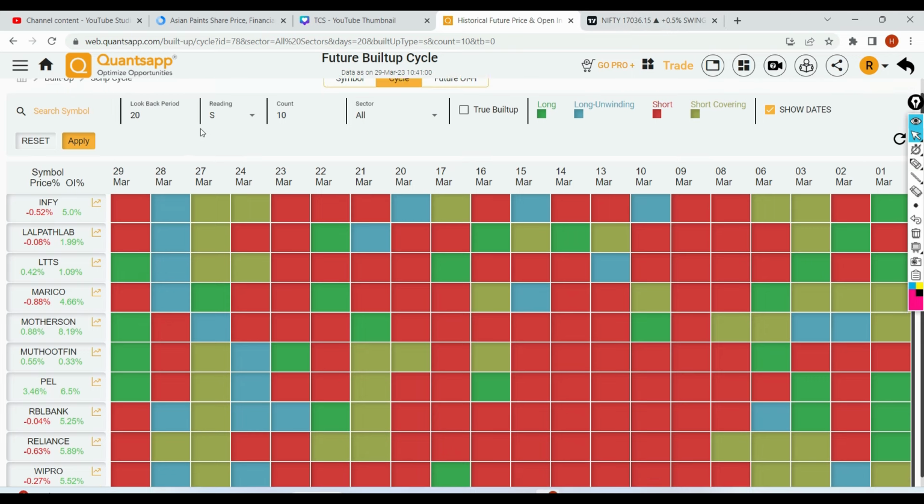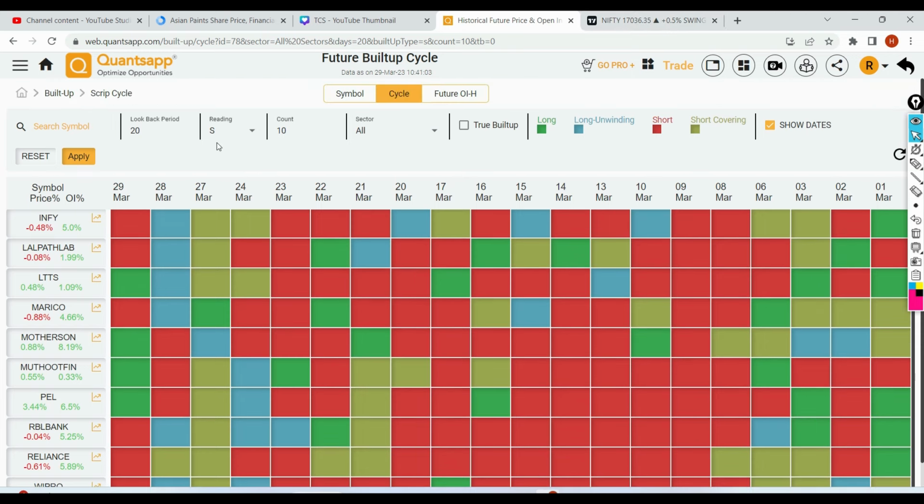Okay, now forget about short. In the falling market, I wanted to see the stocks which are still, I would not say bullish, but for which there are no sellers. Now I'll go for long and long unwinding. I want to see the cycle where longs are getting built up, along with long unwinding.